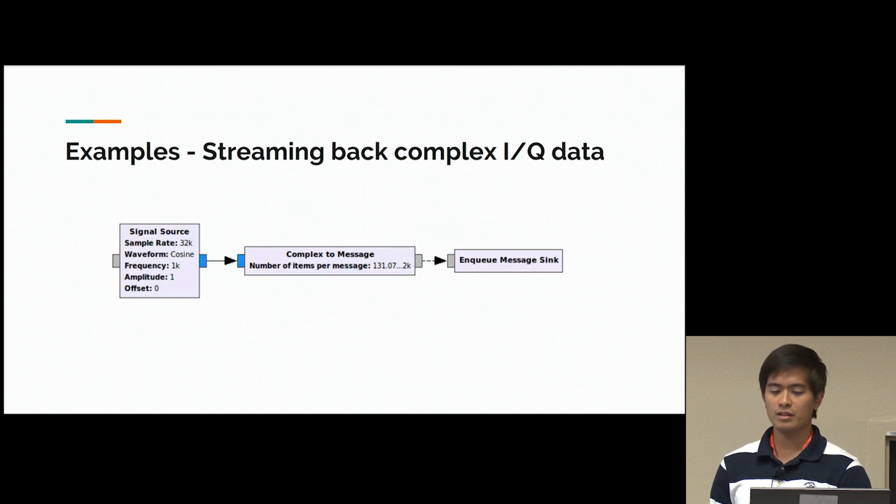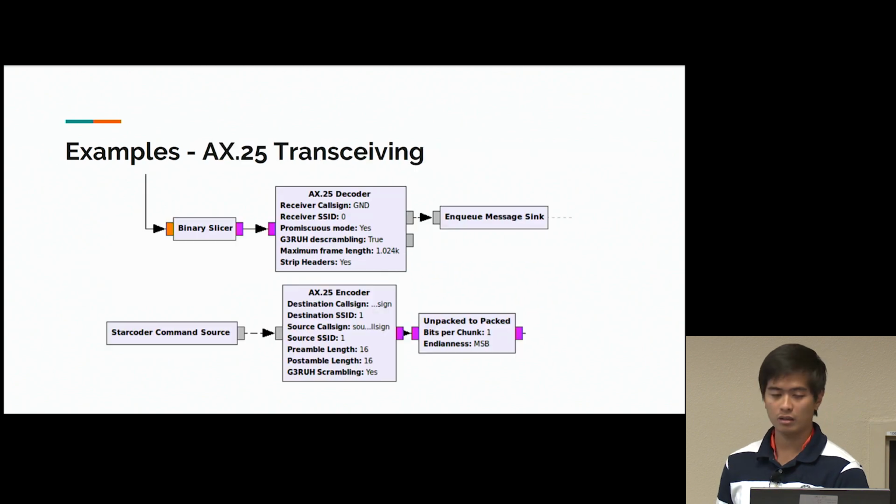Another way we use it is when getting complex IQ data from a satellite back to the Starcoder client. Since Starcoder currently only works with PMTs, we have to convert the IQ stream into a PMT. So that's the complex to message block right there. Which we then send back via the Enqueue Message Sink block.